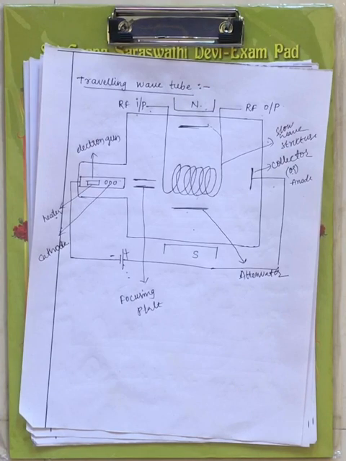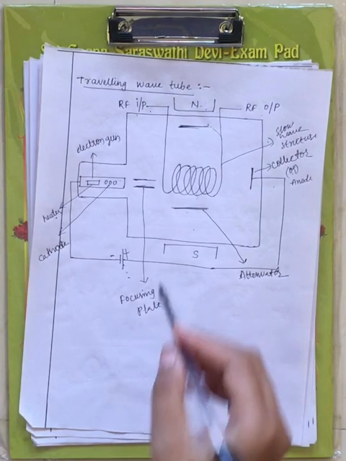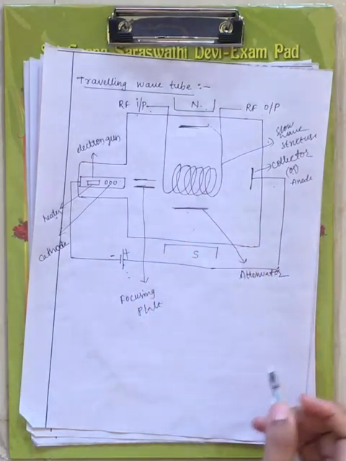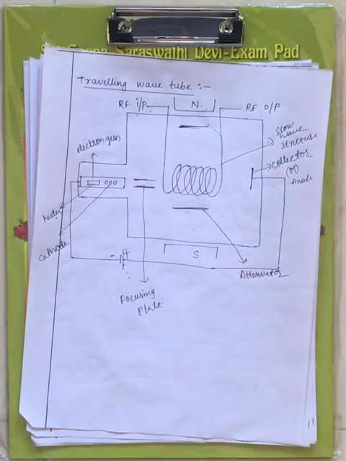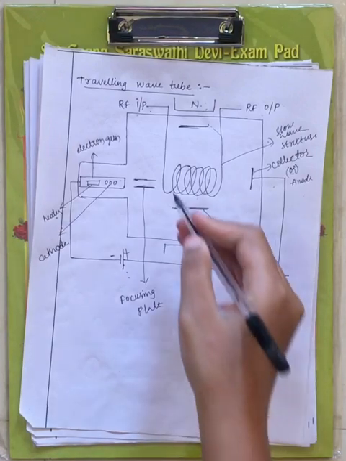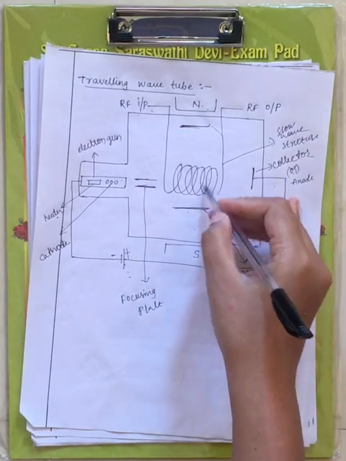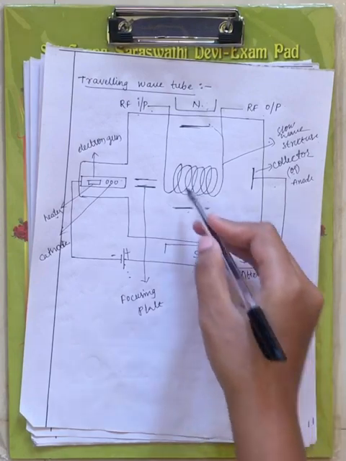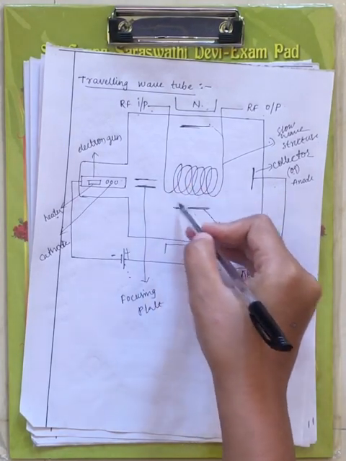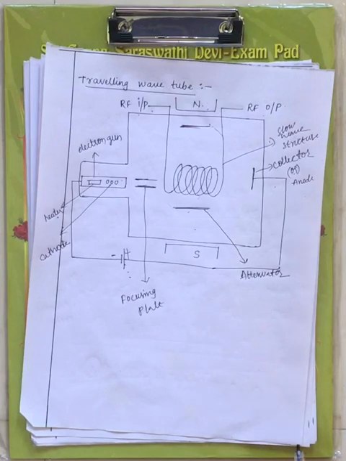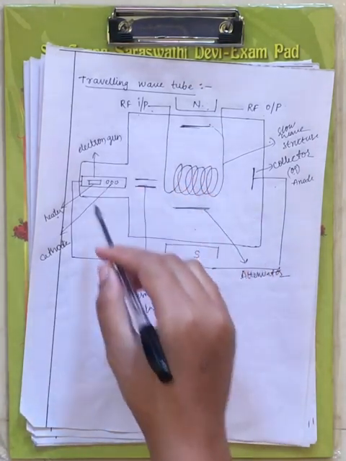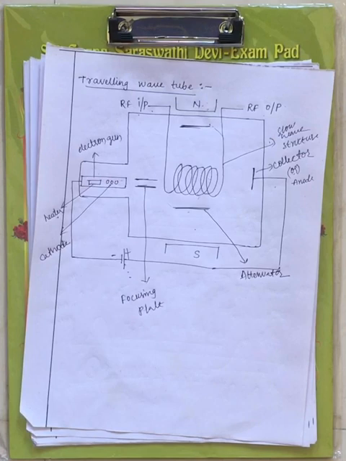Now let me give its introduction. This contains a helix structure, which is also called the slow wave structure. It is called slow wave structure because electrons traveling through this helix will be slow. That's why it is called slow wave structure. It is a specialized vacuum tube that is used for amplification of signals.